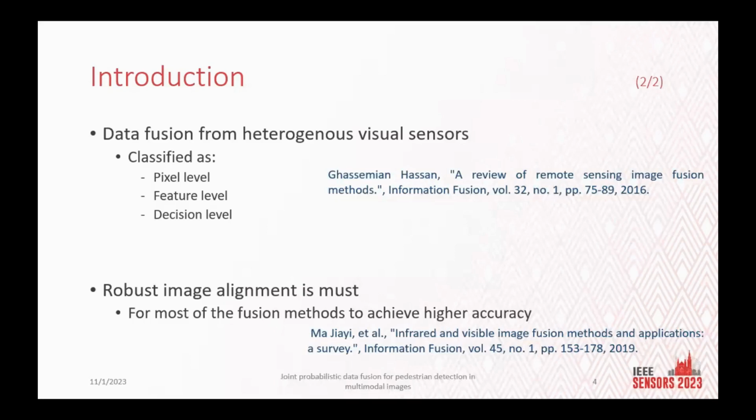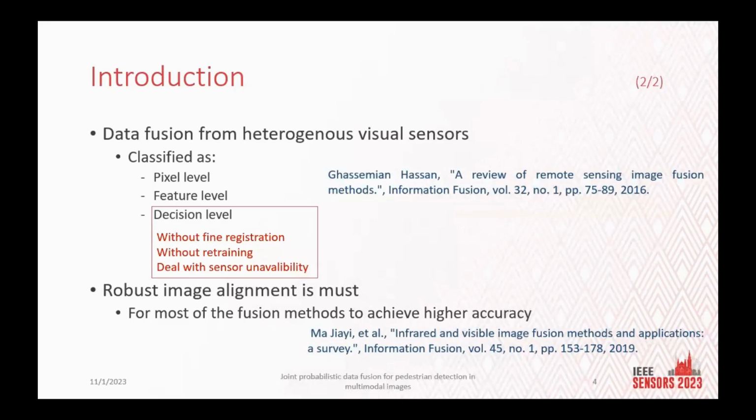Then the third is decision level. In this case, the processing is applied separately on both images, and then the decisions are fused together. This method has some advantages. It does not require fine registration, because if there is some error in the calibration, it can be adjusted in the model separately. Why is this more important? This is because there are many differences between the two sensors, in terms of field of view, image size, and frame rate. So it's really hard to calibrate both sensors' data perfectly.